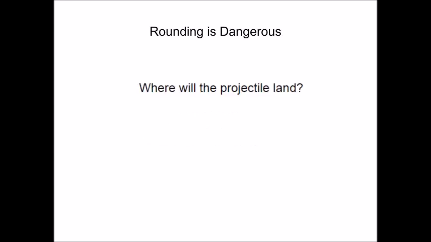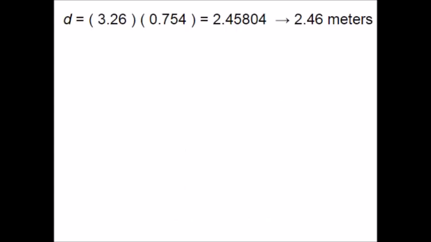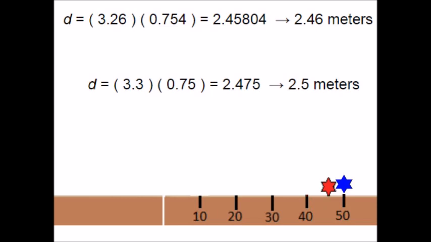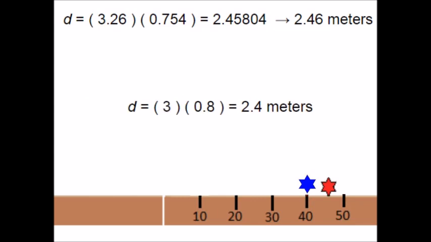Here's a challenge. Where will it land? Use the equation and those values. That is the answer. Here it is on a meter stick, and here is what you would get if you were lazy and rounded the velocity and the time values too soon. Rounding, when necessary, needs to wait for the final step. Here's what you get if you rounded incorrectly. 3.26 is closer to 3.3, not 3.2. Don't just cut off digits when you round. Rounding is dangerous if you want to hit the target.